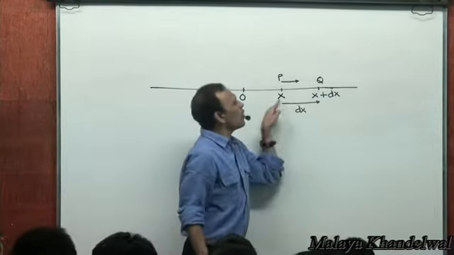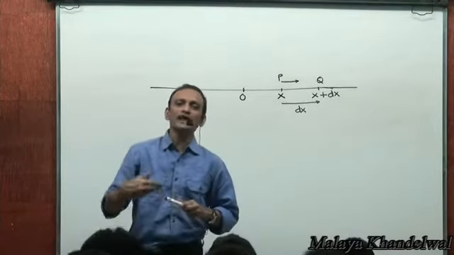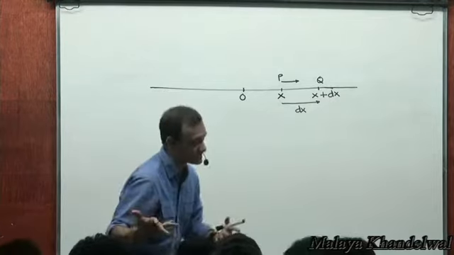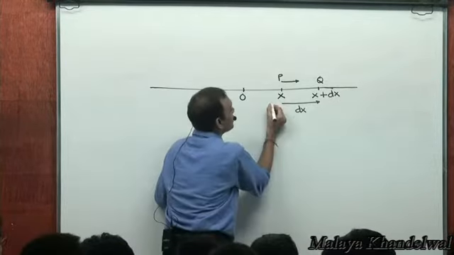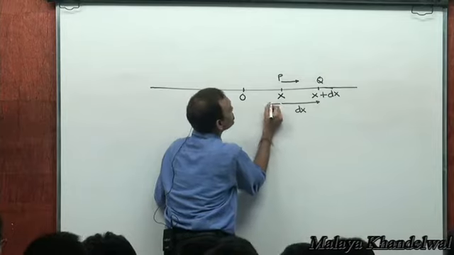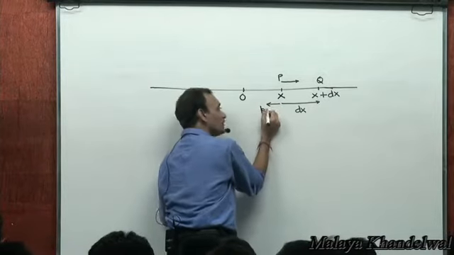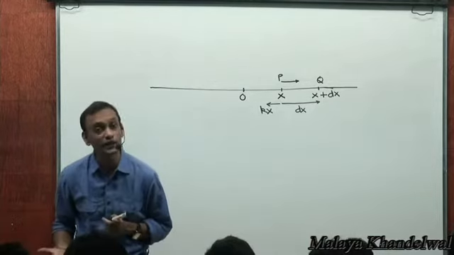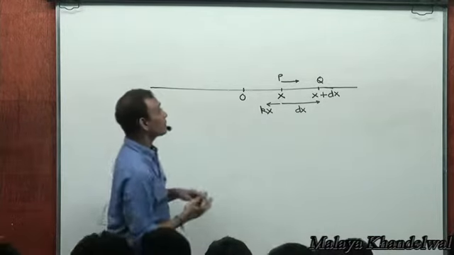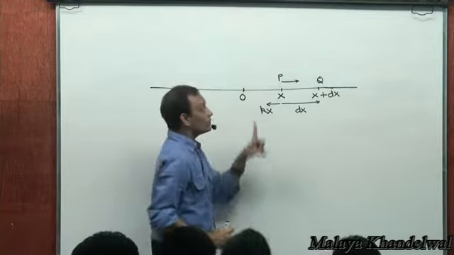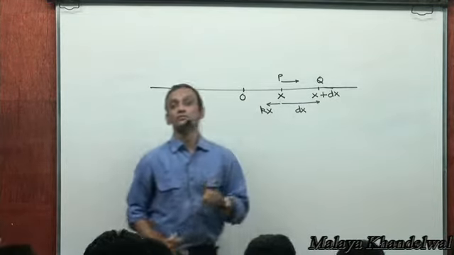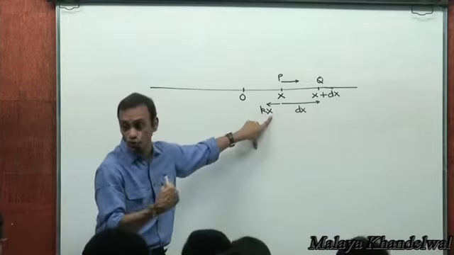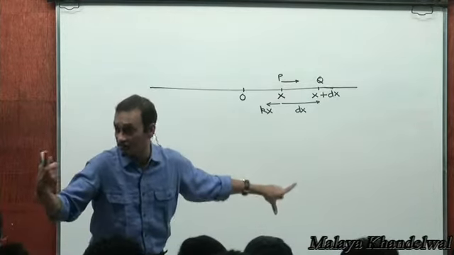Now, for this very small amount of displacement, the force acting on the particle is practically the force that it was being acted upon by at x. At x, the particle was being acted upon by a force kx directed always towards O, because it's a restoring force. That's the kind of force we are characterizing, right? Now, what is the work done by the conservative force? This kx acting towards O always is the conservative force.